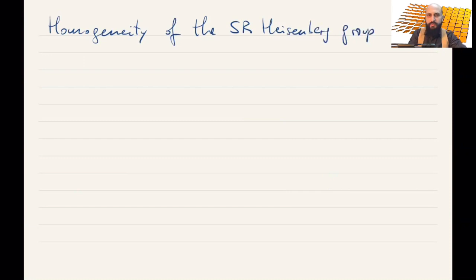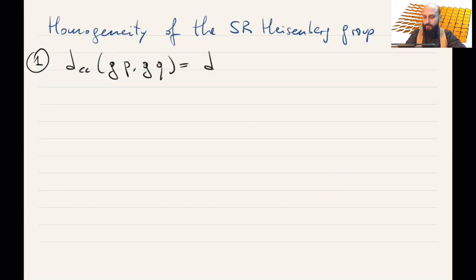So the Heisenberg group, as I said, is homogeneous in two ways. First of all, there are the left translations that are isometries with respect to this subRiemannian distance.